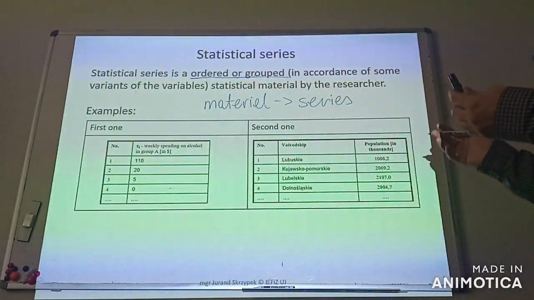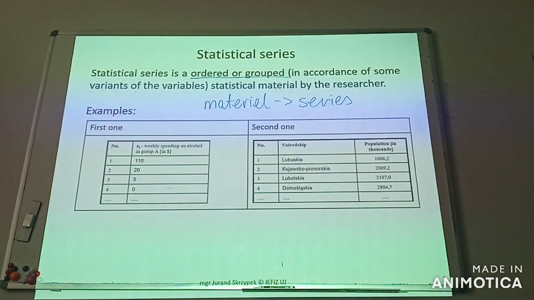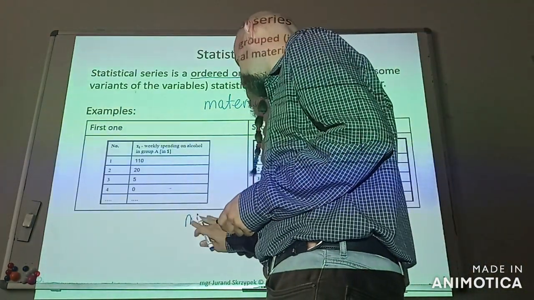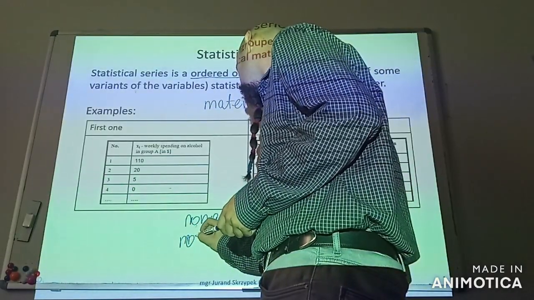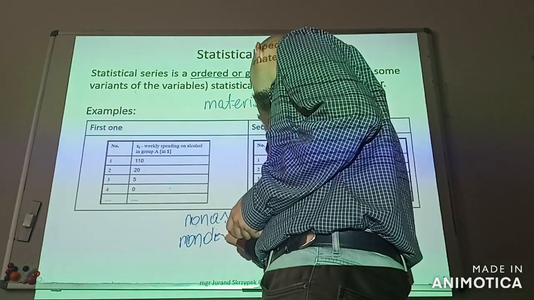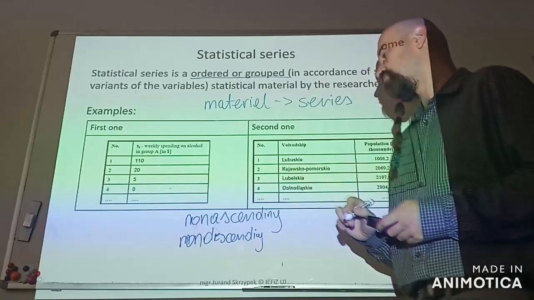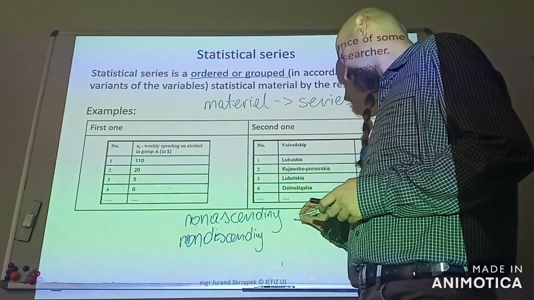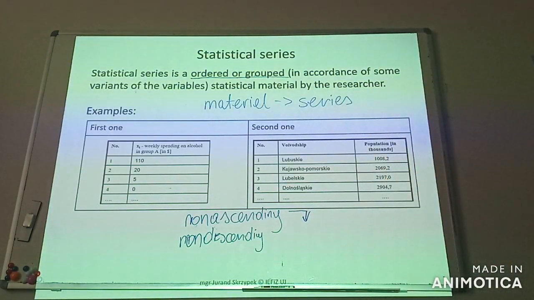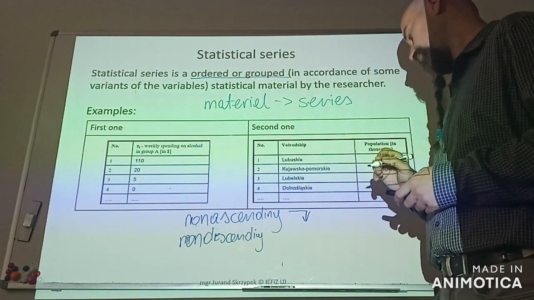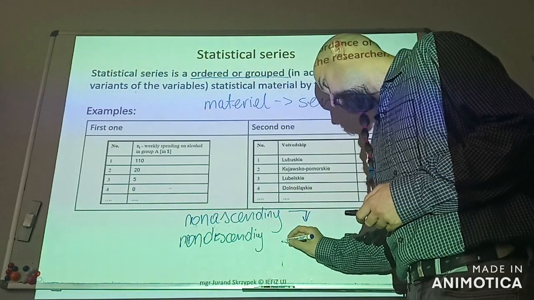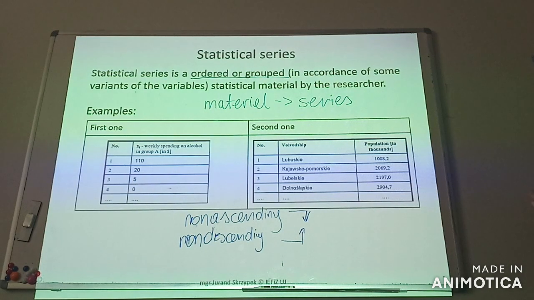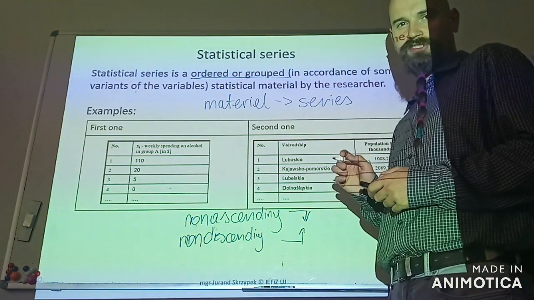Here we have the example of ordered statistical material. Now we are talking about the statistical series, and we have two ways of ordering: non-ascending and non-descending. Non-ascending means next values of our variable are not higher than the previous one, and non-descending means next values of our variable are not lower than the previous one.